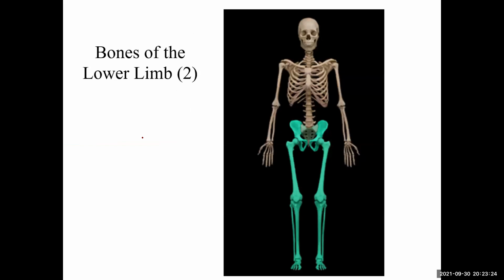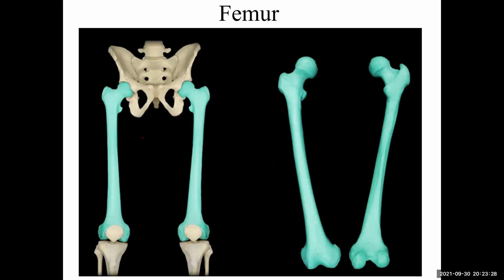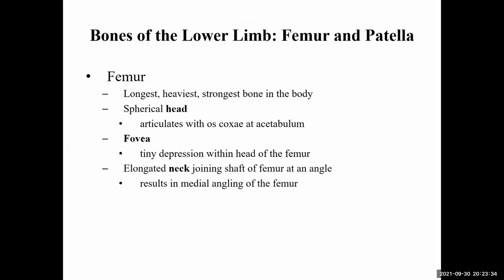So here we're looking at the bones of the lower limb. We're going to start off with the femur, the longest, strongest bone in your body. The proximal end of the femur will contain the head. Now it's interesting because the head comes off the neck, which is angled from the diaphysis of the bone. Well, on the head, you have a small impression.